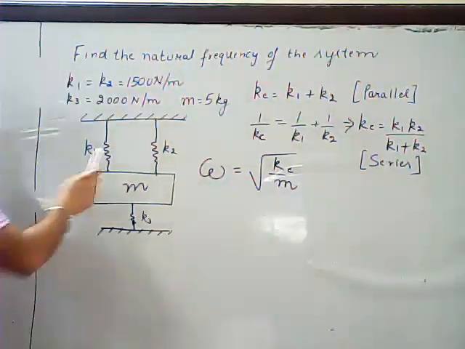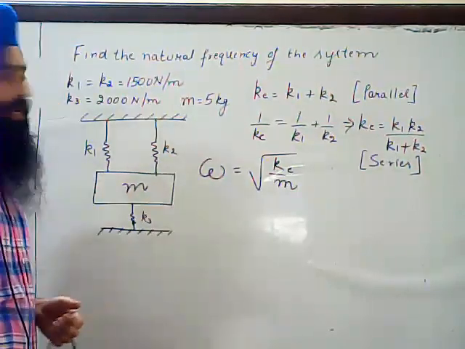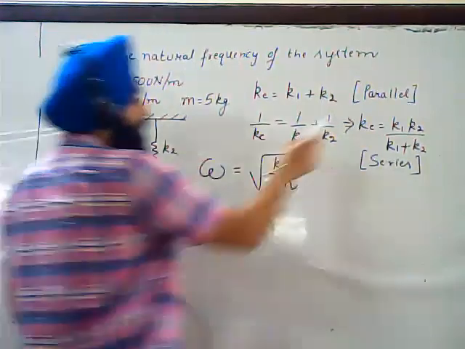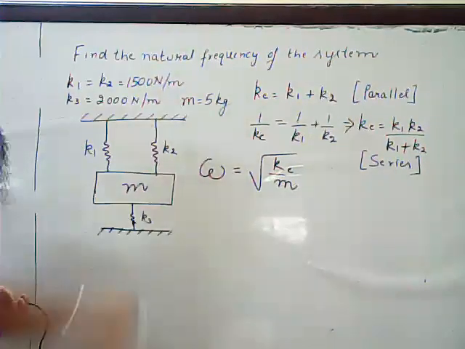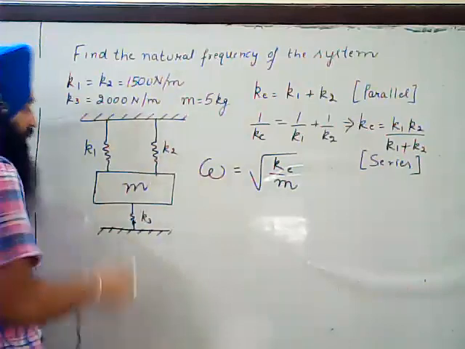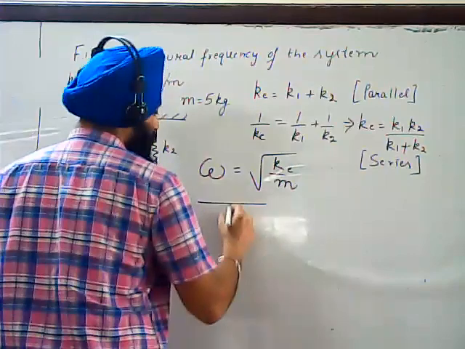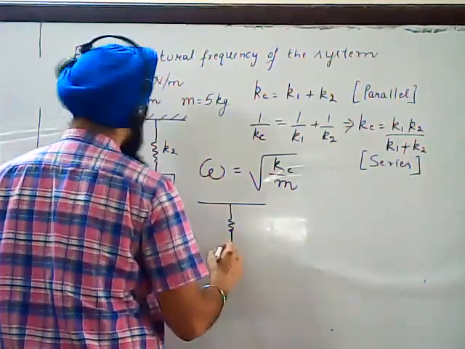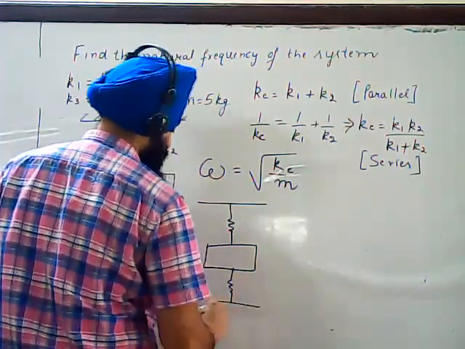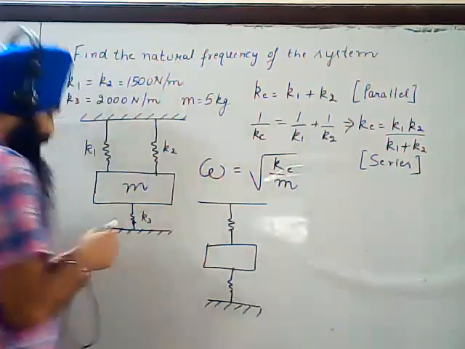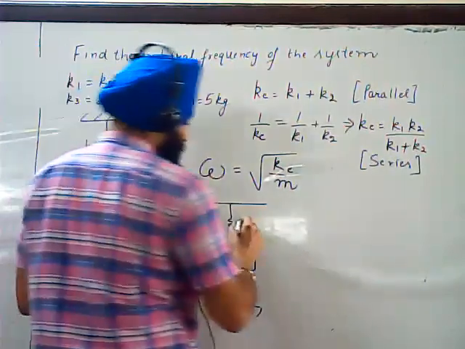Now the two springs are connected in series. Sorry, the two springs are connected in parallel. And we know that when the two springs are connected in parallel, the equivalent stiffness is equal to the sum of the stiffness of the two springs. So Ke will be equal to K1 plus K2. So here the two springs are connected in parallel, so its equivalent stiffness will be equal to K1 plus K2.